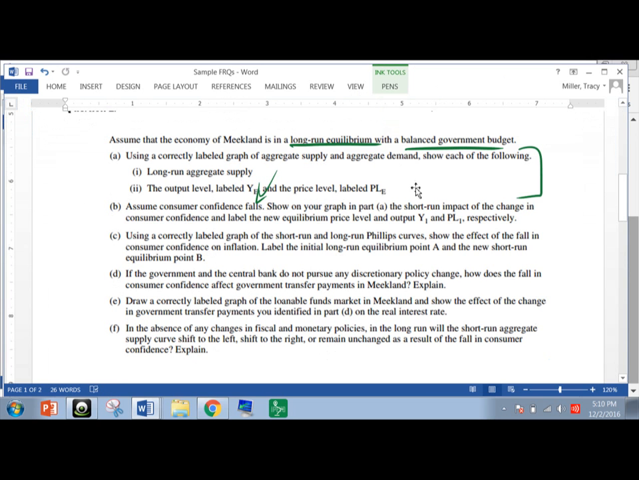So for the first part of this question, we are getting 2 points, one for the long run aggregate supply and one for putting the output level in the correct spot. And then we're going to get another point for shifting the aggregate demand to the left. Now we have to take that and transfer it over to a Phillips curve. So using a correctly labeled graph with the short run and long run Phillips curves, show the effect of the fall in consumer confidence on inflation. Label the initial long run equilibrium point A and the new one point B.